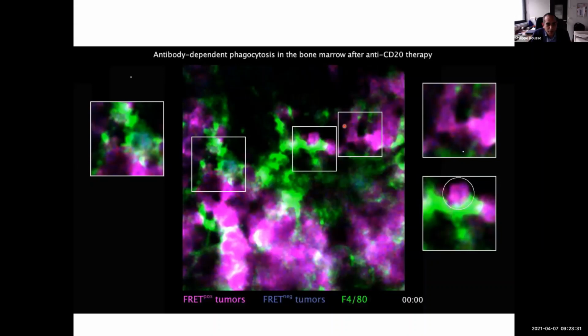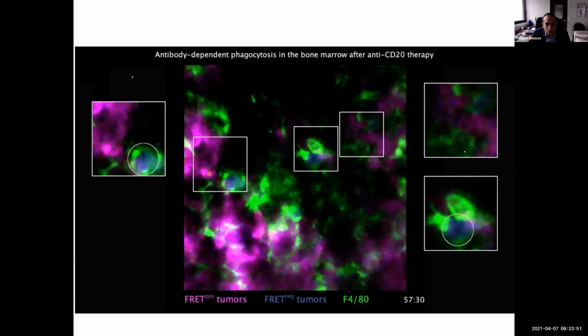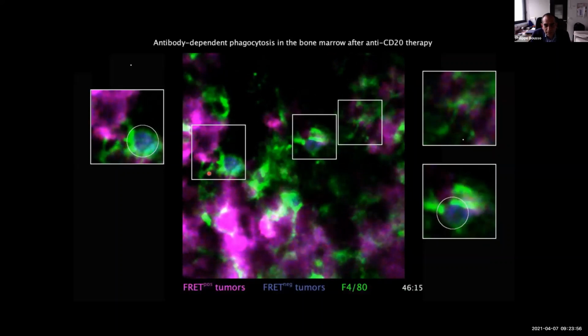And so what you will see in this movie is basically the same. It's tumor cells that will change color, will turn blue. But this is happening, in fact, after phagocytosis, as you will appreciate in all of these little squares. So there you have a phagocytosis event and then a change of color. We'll maybe replay the movie once again to make sure you can see this event.